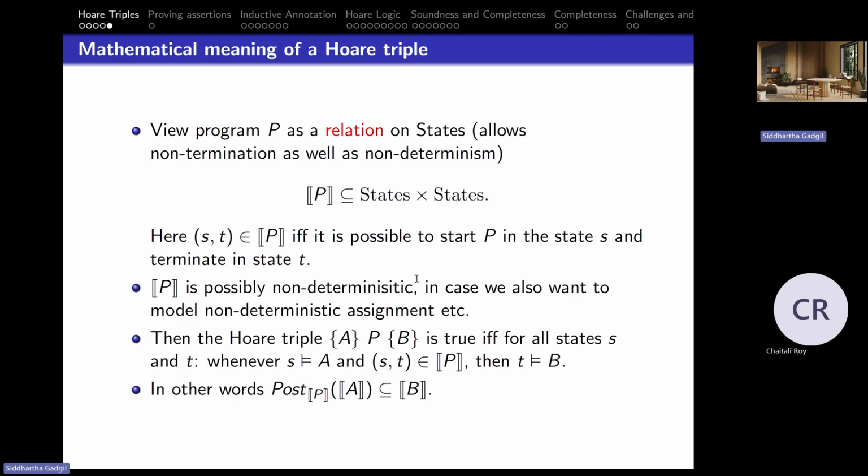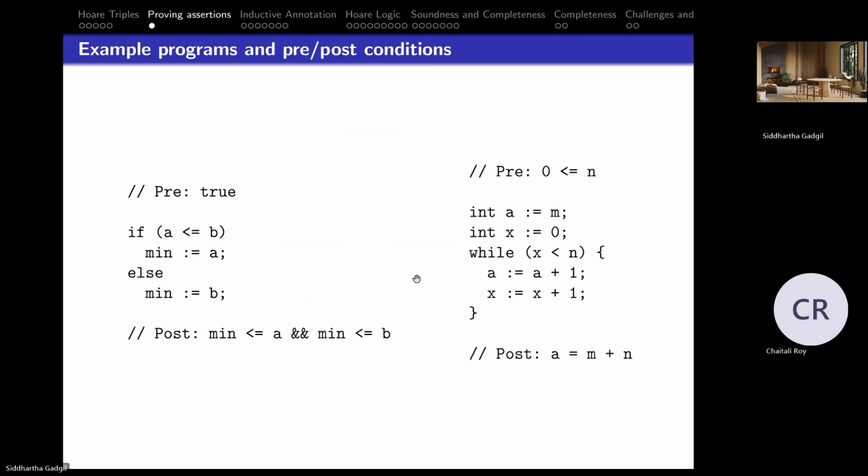Okay, and in general, you can think of the denotation of P not just as a partial function, but maybe a relation in general. If you want to model, for example, non-deterministic programs, it's formulated as a relation. So here are some example properties. Some of them may be true, some of them may not be true, but you can at least assert them.